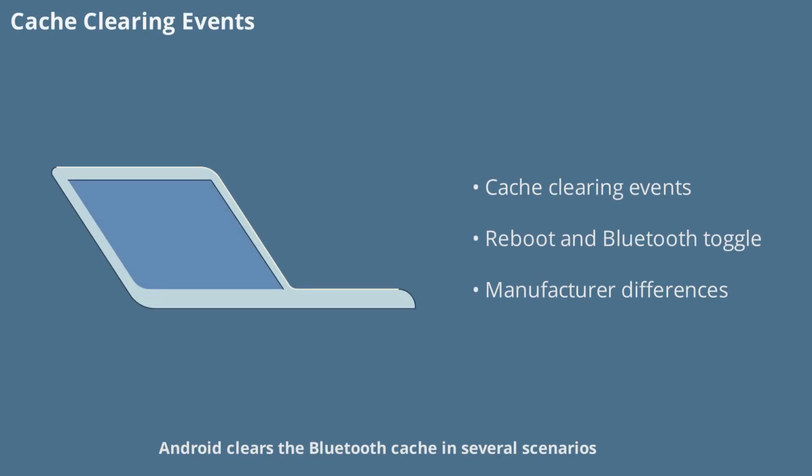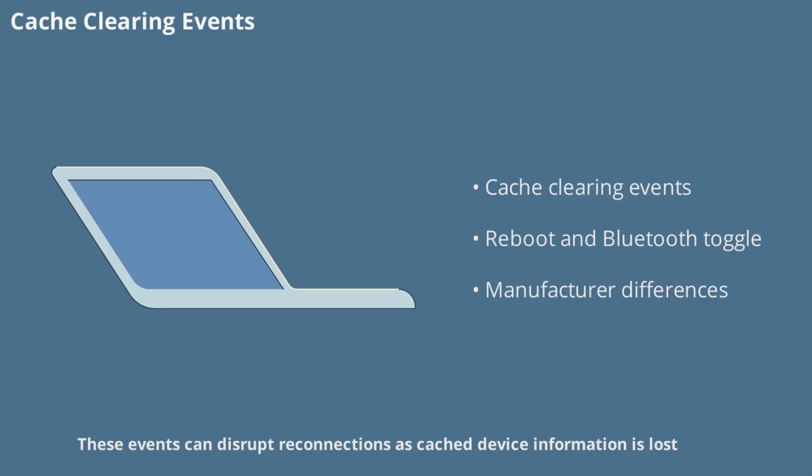Android clears the Bluetooth cache in several scenarios: when Bluetooth is toggled off and on, when the phone is rebooted, or when the cache is manually cleared in settings. These events can disrupt reconnections as cached device information is lost. Some manufacturers, like Samsung, handle the cache differently, so always check if your device is cached before attempting a reconnection.